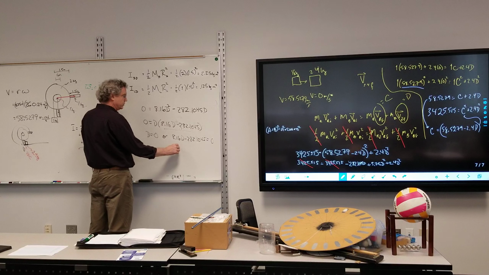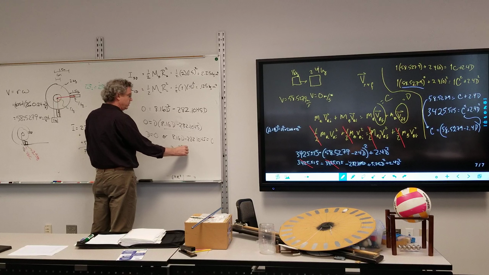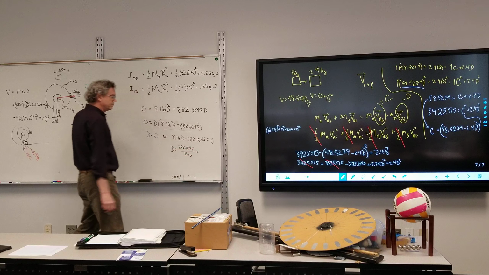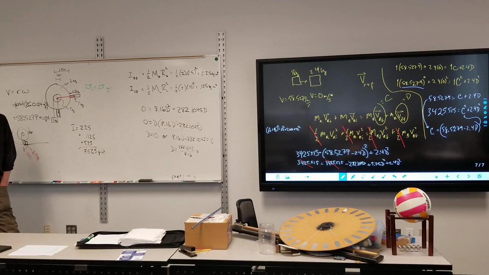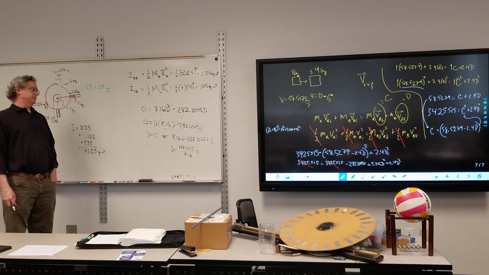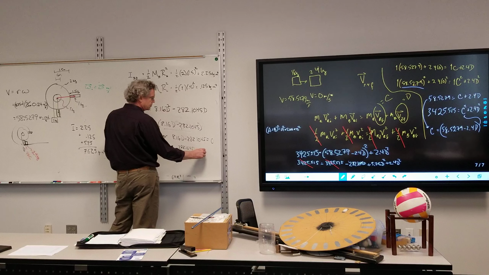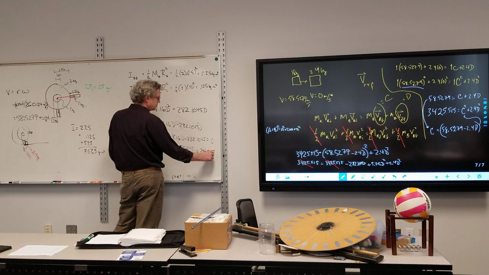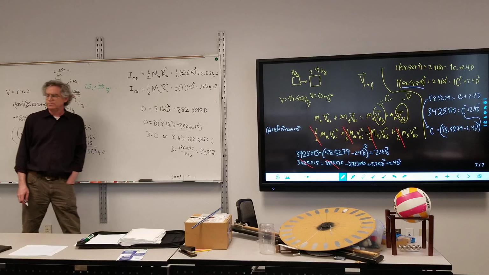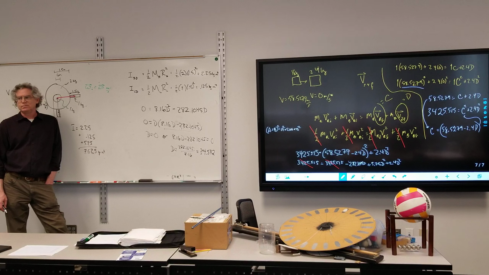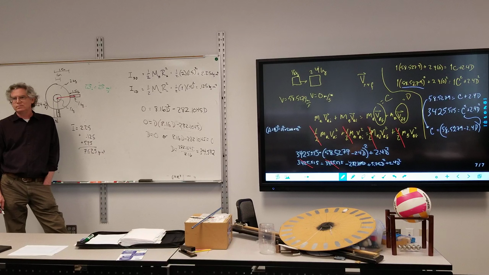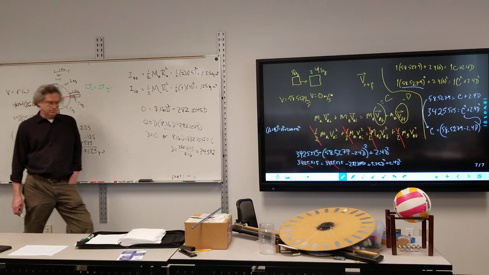So D equals 282.1045 divided by 8.16, which is about 34.57. Units? Meters per second. Yes.